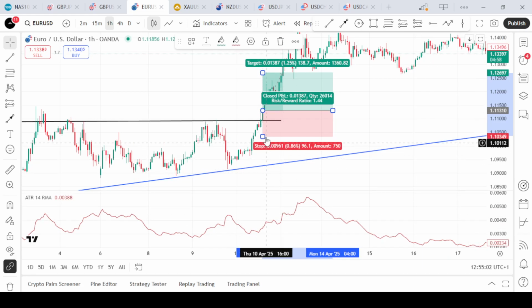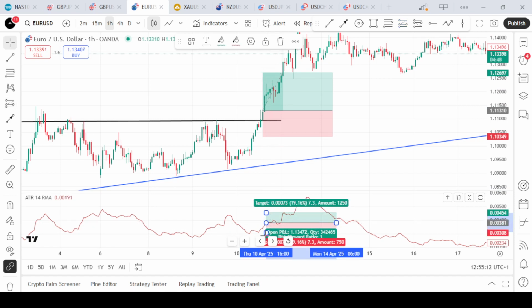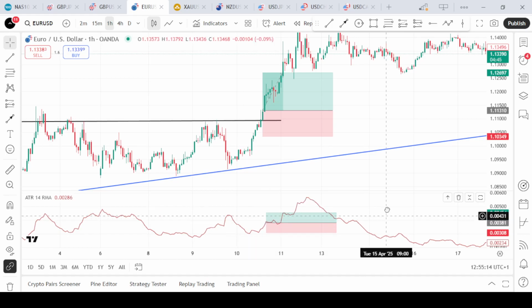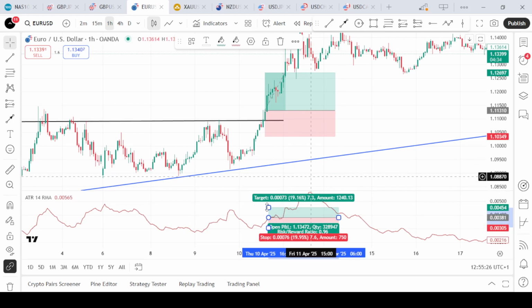Let's assume this is the area where price broke out from. You want to put your stop loss at this region. Your stop loss can be kept at this region below this swing low at this place. That's 7.6 pips. You just multiply your stop loss you got from this area times 1.5. That means this value times 1.5.